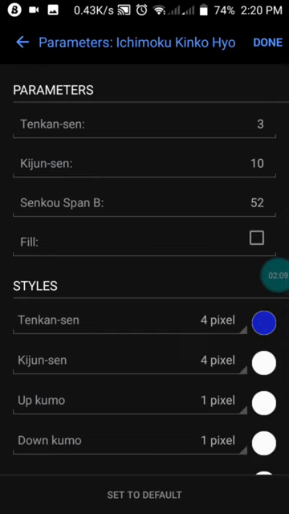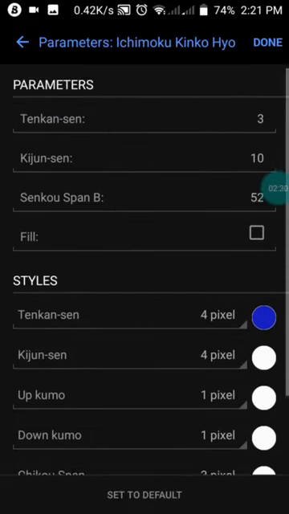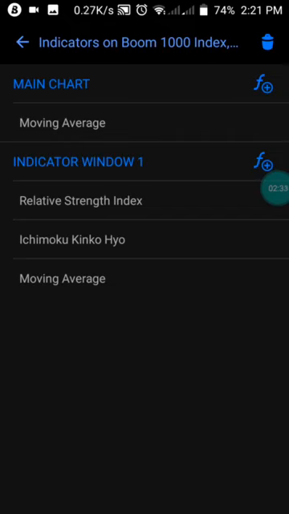We have the first one to be 3, the second Ichimoku to be 10, and our span B to be 52. There's no need for you to fill anything, and we are only using our first style, which is this one, in blue color. So you can press on done. The other style is going to be in white color, which is the background of your chart. So if you are using black charts, you can change that to black color.